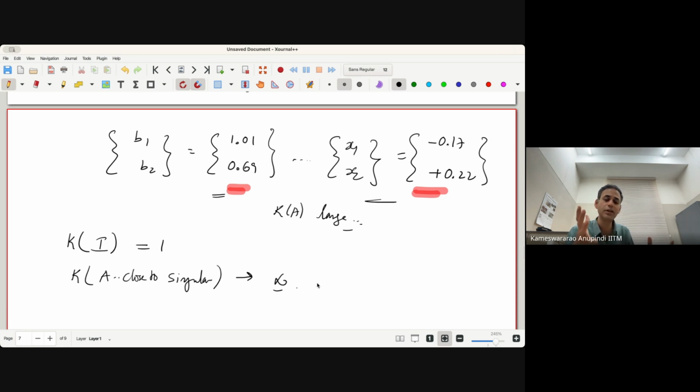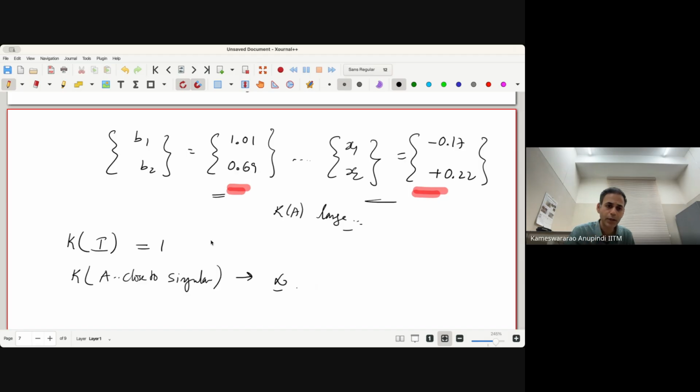That means if you have a singular matrix, the condition number will come out to be infinity. But the condition number of an identity matrix will come out to be 1. So we want to keep the condition number as small as possible, because then the solution we obtain will be correct. Otherwise the round off errors dominate and the solution is not going to be correct.